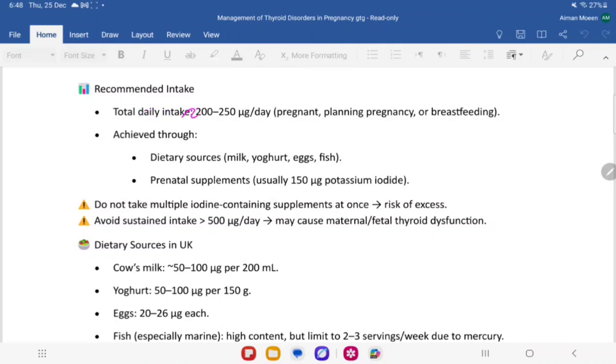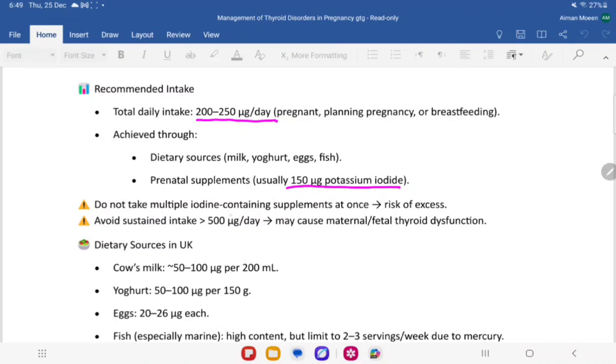Now, if iodine is this important, what should we do? We should take iodine daily, 200 to 250 microgram. Okay, all these facts and figures which I am telling you are from the Green Top guideline itself. So, those who are pregnant, planning the pregnancy or breastfeeding, all of them require 200 to 250 microgram per day. It could be achieved through dietary sources like milk, yogurt, eggs, and fish, and it could be achieved through prenatal supplements containing 150 microgram of potassium iodide.